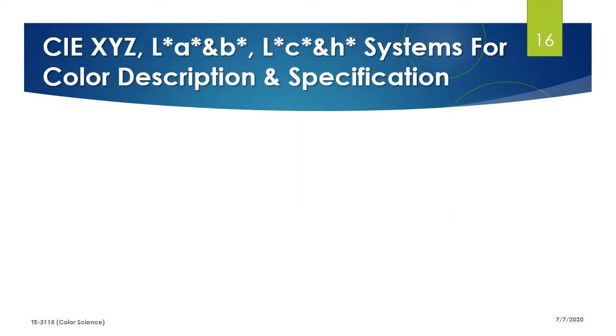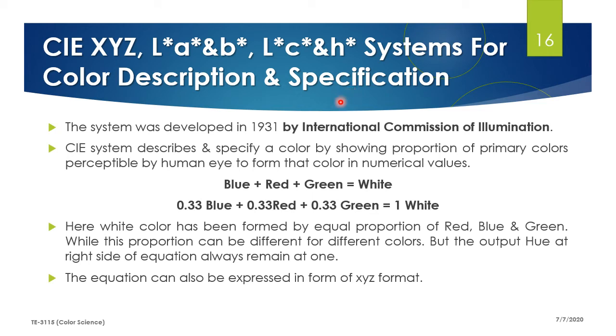Then CIE XYZ, LAB, LCH systems for color description and specification. The system was developed in 1931 by the International Commission on Illumination. They derived an equation which shows that the three primary colors that can be perceived by the human eye, blue, red, and green, are equal to white, and the hue value remains always 1. For example, for white color, equal proportions of green, red, and blue can be added to form white color. Then the equation can be written in XYZ format also.